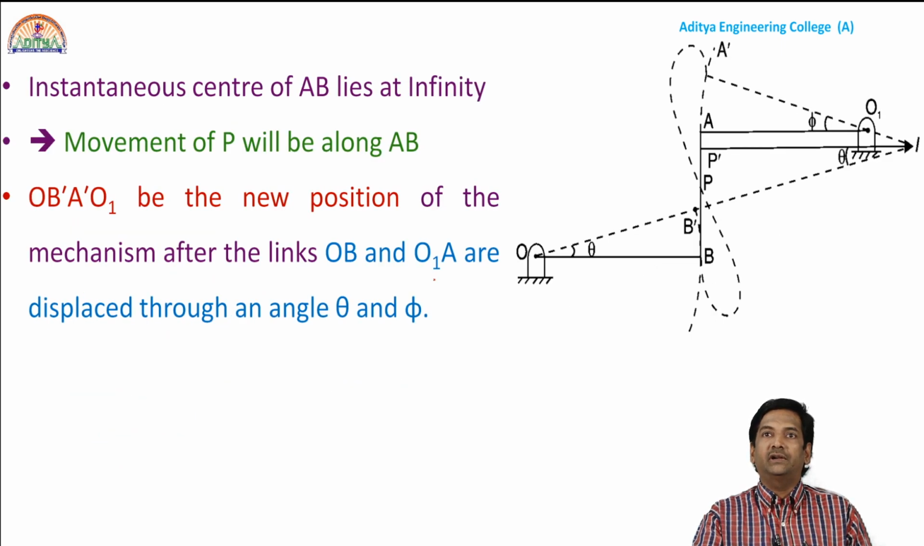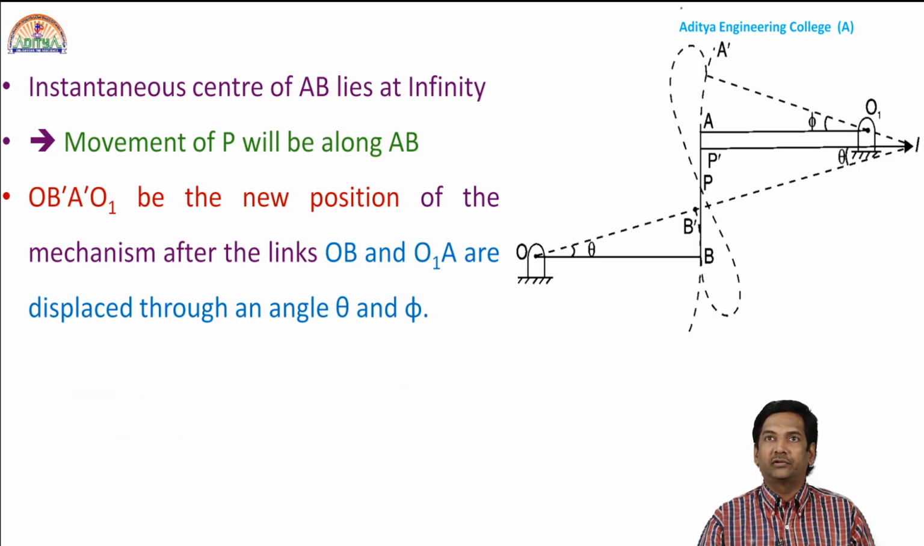So, consider the instantaneous center of AB. Suppose we take the velocities of A and B. They are perpendicular to O1A and OB. So the velocity at A and the velocity at B are parallel to each other. Then the instantaneous center of AB lies at infinity. So, the movement of P will be almost along AB only.